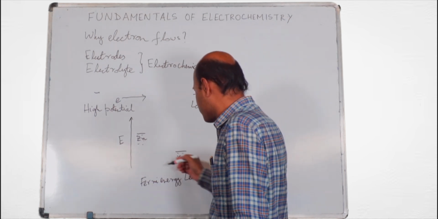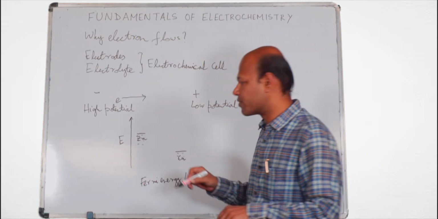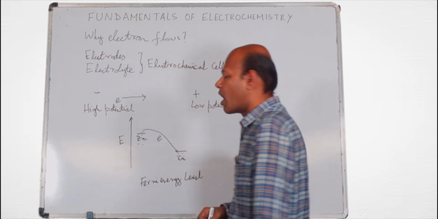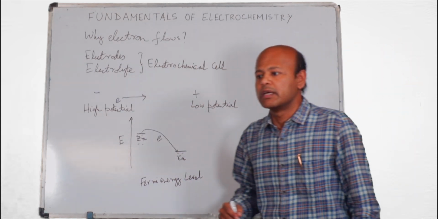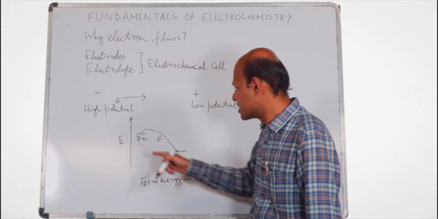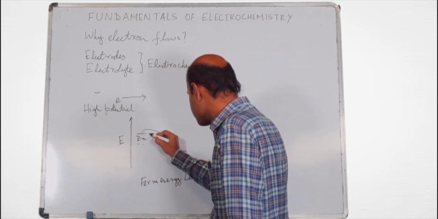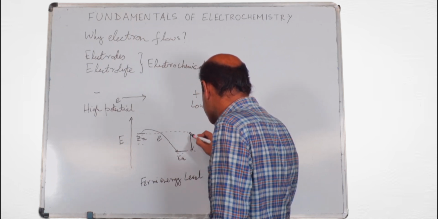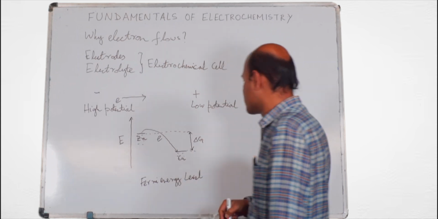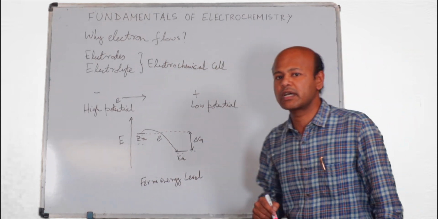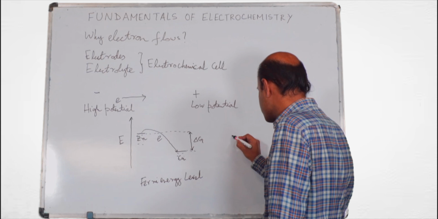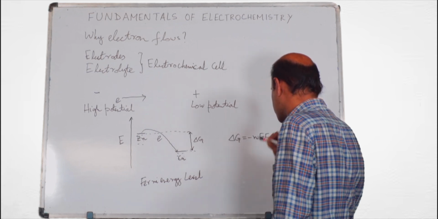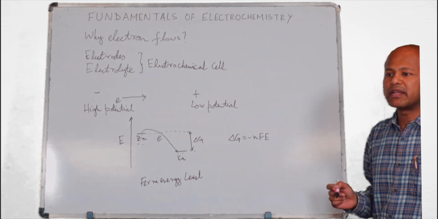When you connect this to an external circuit, the electron will flow. How will it flow? From zinc to copper. How long will this electron flow? That will be determined by the energy. This energy difference is known as free energy, delta G. What is delta G? The Gibbs energy or free energy. This is mathematically related as delta G equal to minus nFE.